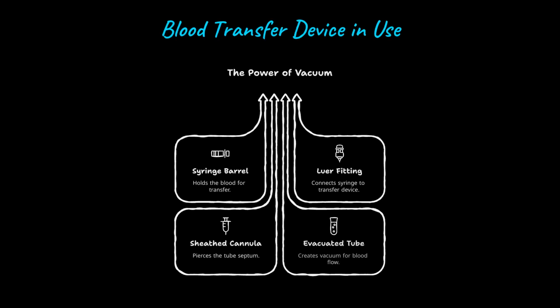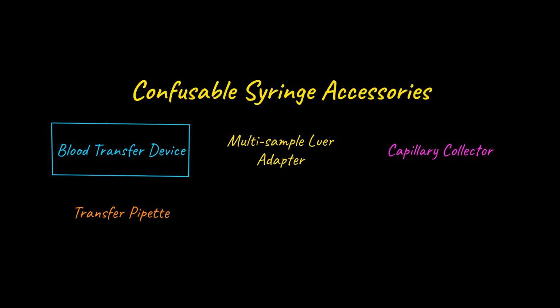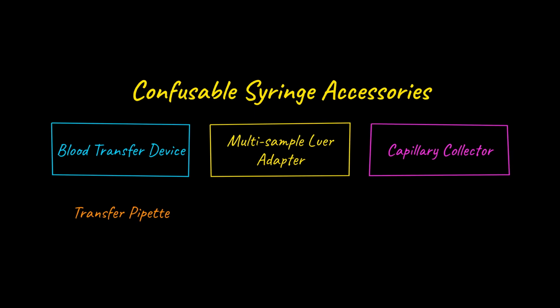The device threads onto the syringe's luer fitting, replacing the original needle. Its sheathed cannula pierces the tube septum, and the tube's own vacuum draws blood from the syringe. The operator never touches a sharp surface and never pushes the plunger. 4 accessories are commonly confused. The blood transfer device bridges a syringe to evacuated tubes. The multi-sample luer adapter connects a butterfly to a tube holder. A capillary collector serves fingerstick or heel stick collection. A transfer pipette moves serum or plasma after centrifugation. Only the blood transfer device handles the post-draw syringe to tube step.